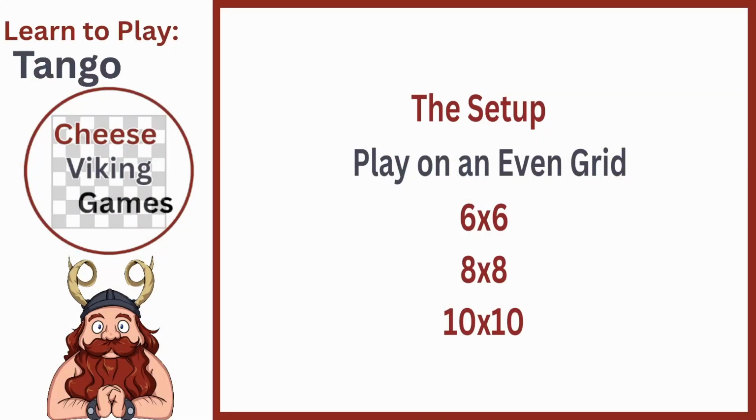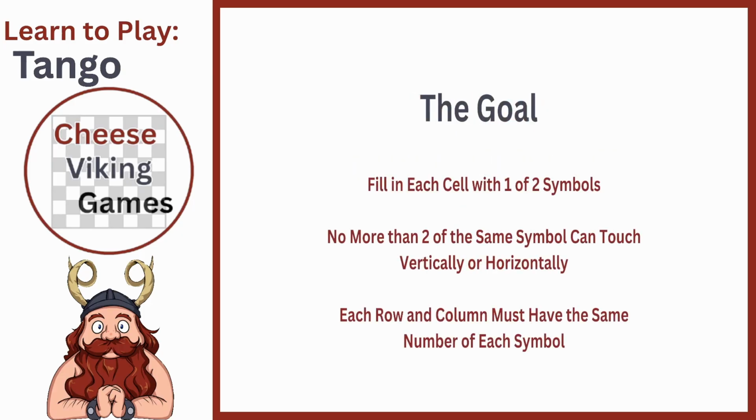First, you've got to set up the grid. You need an even grid to play. Typically these are 6x6, 8x8, or 10x10. You could scale higher if you wanted more difficulty, but these are the most common setups. It needs to be even because you're playing with two different sets of symbols, and you need to fill each cell with one of those two symbols.